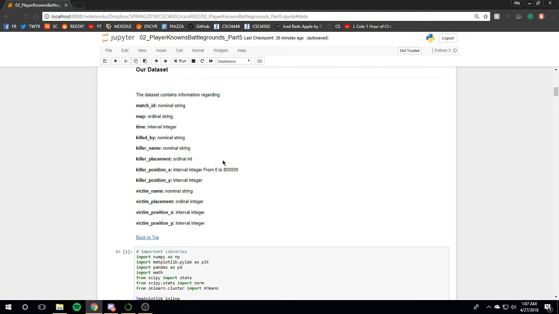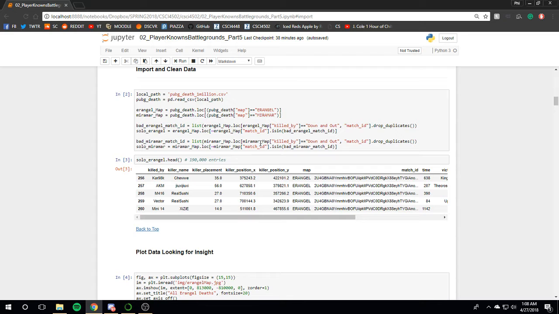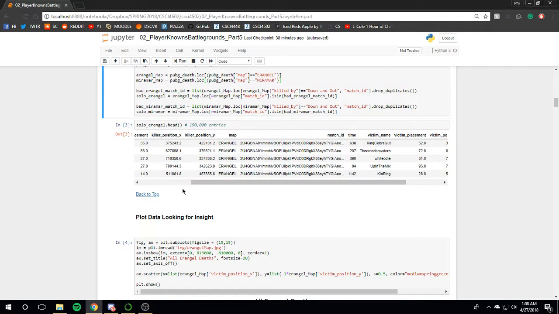Our data we got from Kaggle, and it contains information such as the method by which a player is eliminated, killer position, and victim position. The first thing we did was import our data using Pandas' read_csv method from our CSV file, which had about 1 million rows of data. We separated the data frames based on the maps they were played on, Erangel and Miramar, and we separated solo and squad matches. Here you can see our data.